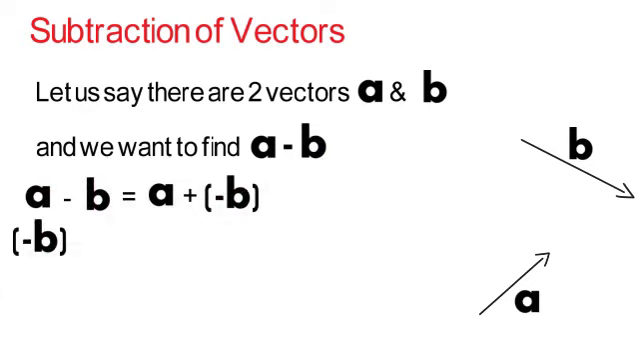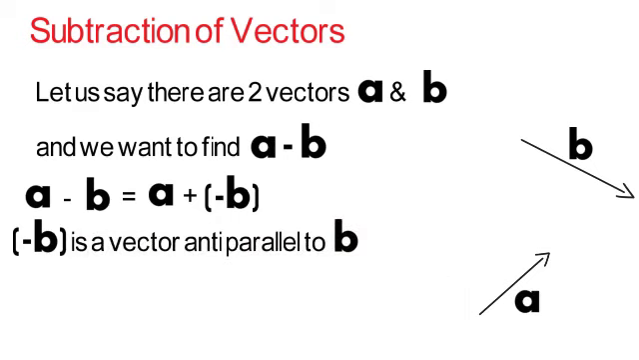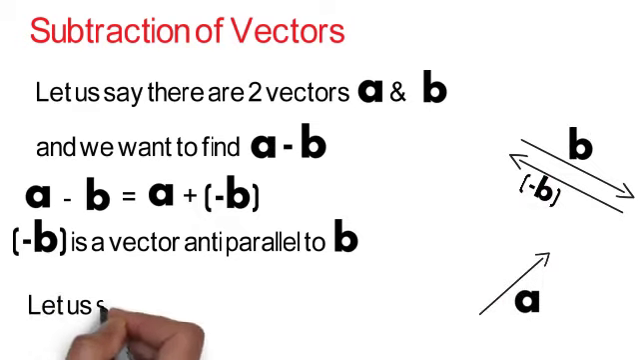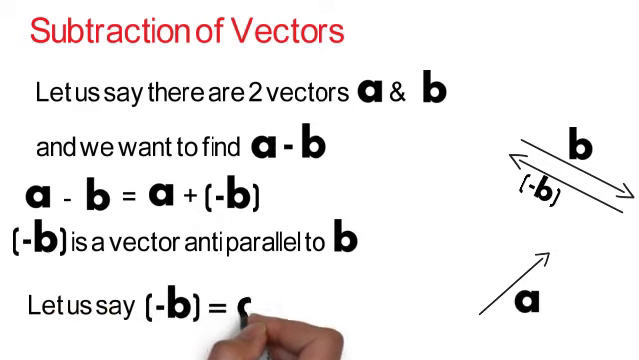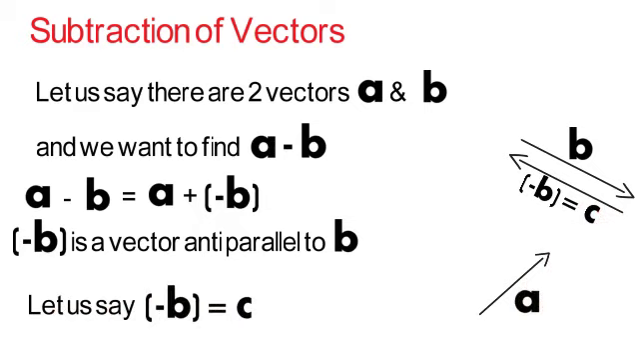where minus B is a vector anti-parallel to B vector. We have discussed this in the concept of negative vector, that a negative vector is nothing but a vector which is opposite to that vector in direction and equal in magnitude. So we draw this minus B vector which is opposite to B vector. Let us call this minus B vector a new vector, C vector. The C vector is anti-parallel to B vector.